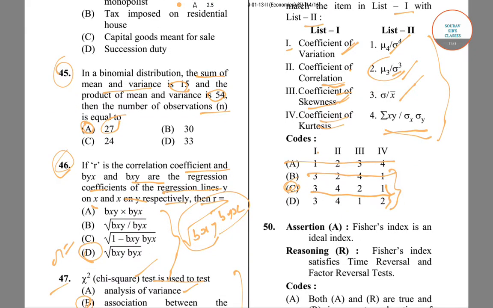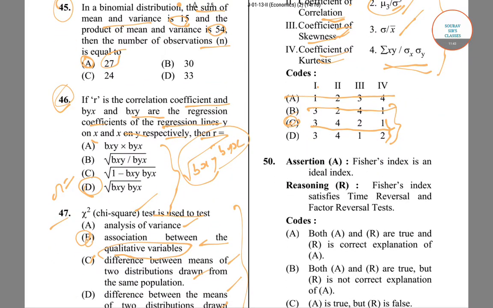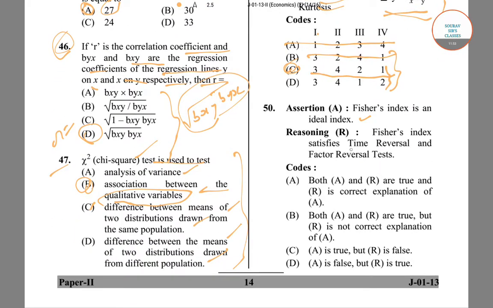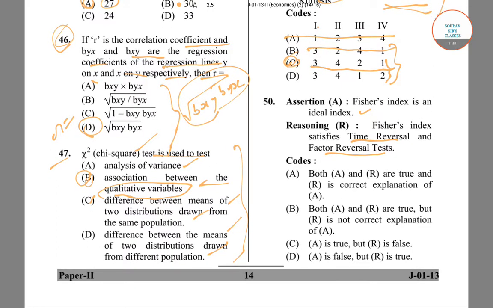So now we have come to the last question, which is question number 50. In question number 50 it is asked that Fisher's index is an ideal index and Fisher's index satisfies time reversal and factor reversal test. So we know that this is the right answer: Fisher index is an ideal index and Fisher's index satisfies time reversal and factor reversal test. This is true.